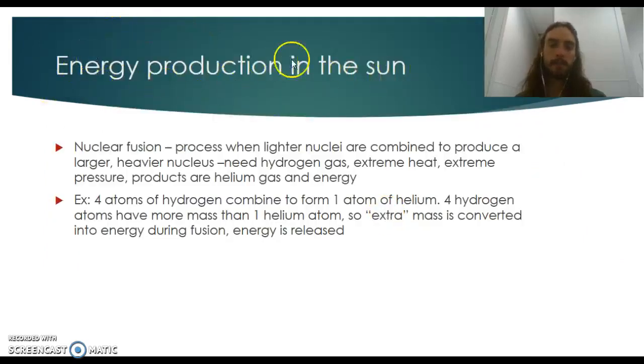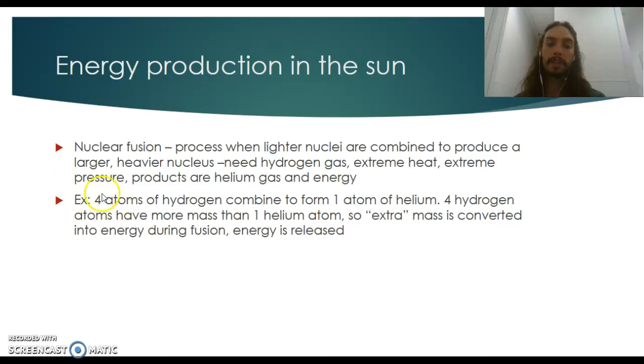So, how is energy produced in the sun? Well, it's produced by nuclear fusion, and you all should have some sort of an idea of what fusion is at this point. So fusion is just the process when lighter nuclei are combined to produce a larger, heavier nucleus. So you need hydrogen gas, extreme heat, and extreme pressure. This is a quiz question. You need hydrogen gas, extreme heat, and extreme pressure. So the products are going to be helium gas and energy.